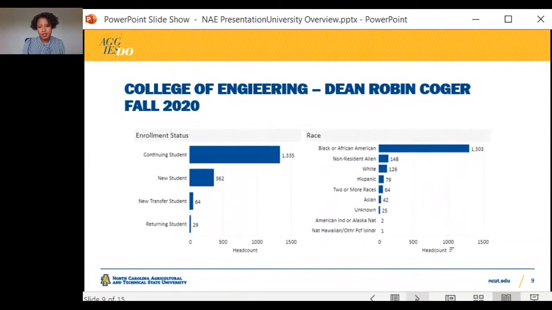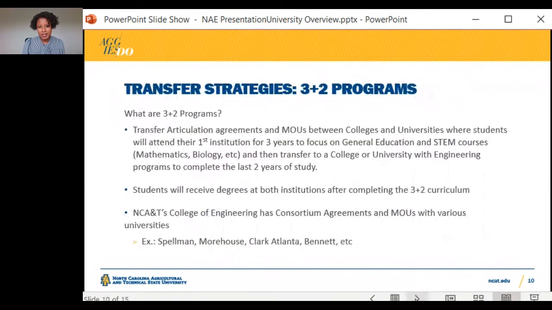If you look at a breakdown for our demographics, we are predominantly African American, of which our population is about 1,300 students. We have other diverse groups that are represented also, and hence our knowledge in advancing transfer programs so that we can invite students to North Carolina A&T. I was invited to specifically speak about 3+2 programs.